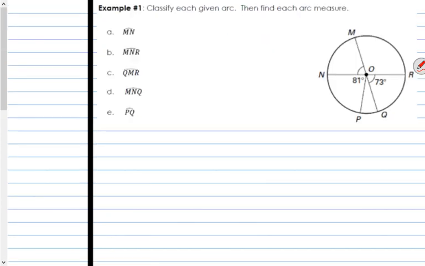Let's do a couple of example problems. Classify each given arc, then find each arc measure. So arc MN. So from M to N.